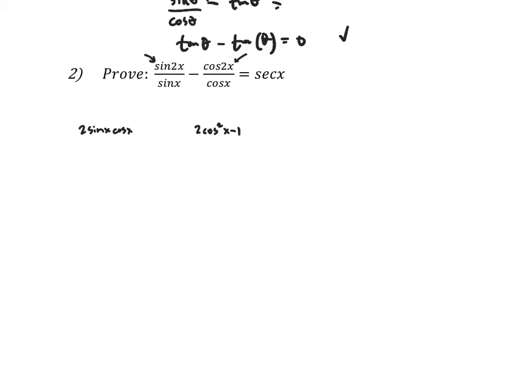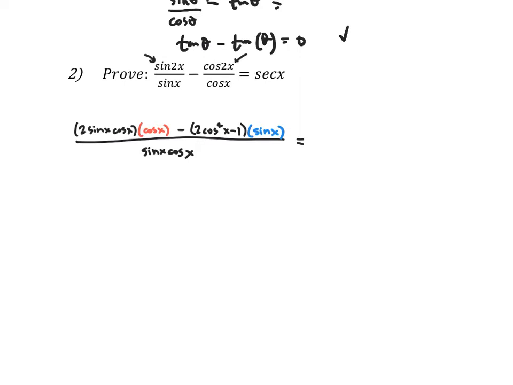Now, if you use the wrong version of cosine 2x, you'll still get to where you want to be. It'll just take longer. Just a heads up on that. All right, so I'm going to get a common denominator of sine x cosine x. And how I do that is by multiplying top and bottom of the first term times cosine x and top and bottom of the second term times sine x. Then I can combine these, and of course that's going to be some subtraction there. I want to show this whole thing equals secant.